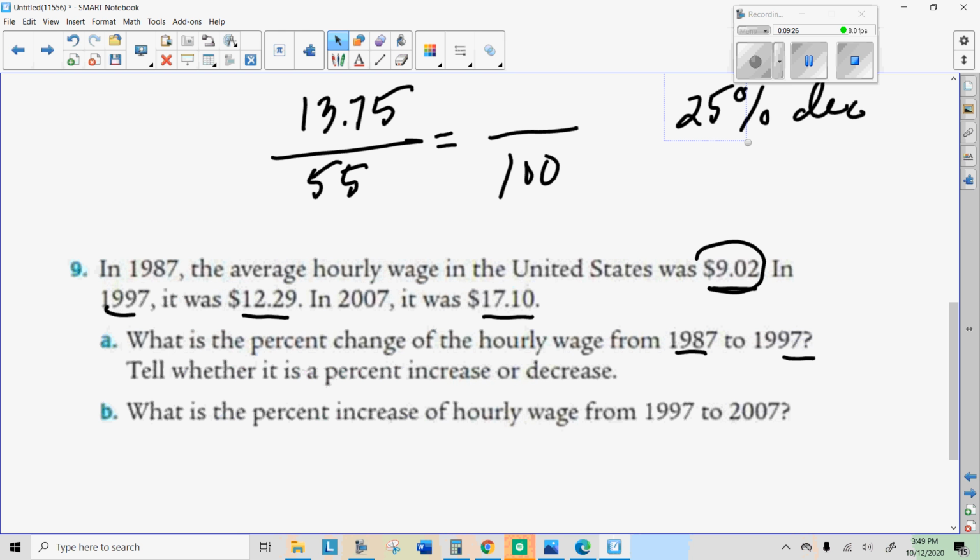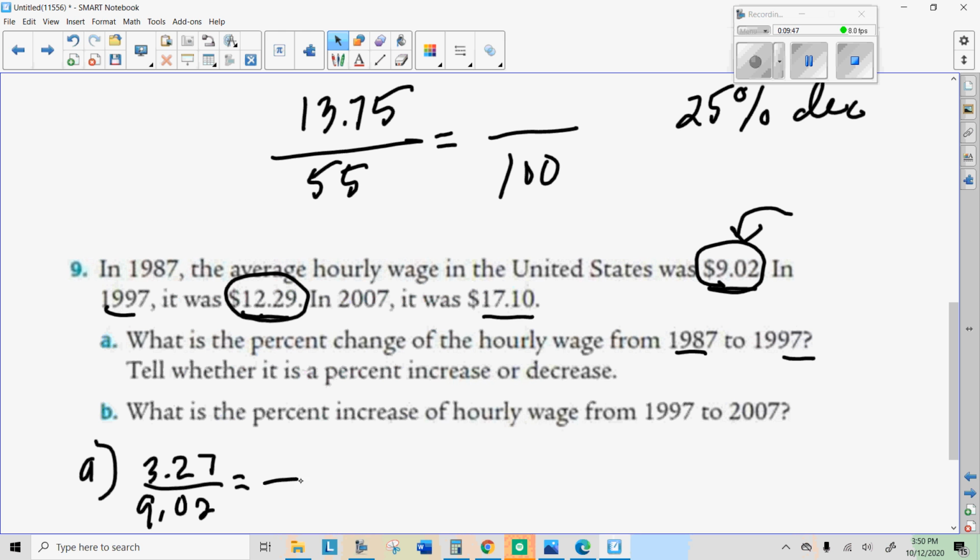So first of all, let's figure out how much higher 1229 is than 902 by subtracting those. And that is $3.27 more. The wage went up. Now we want to compare that to where we started from, which is this 902 right here. And change that to a percent. And this will be a percent increase because it's going up. And it looks to be about 36 percent increase.